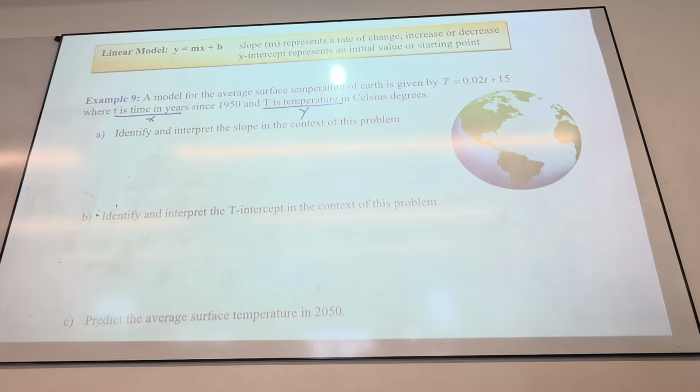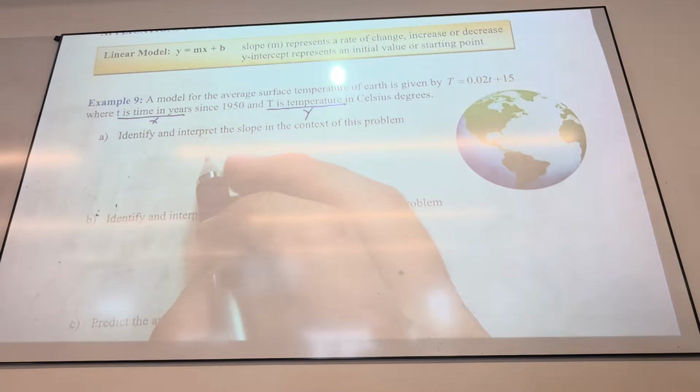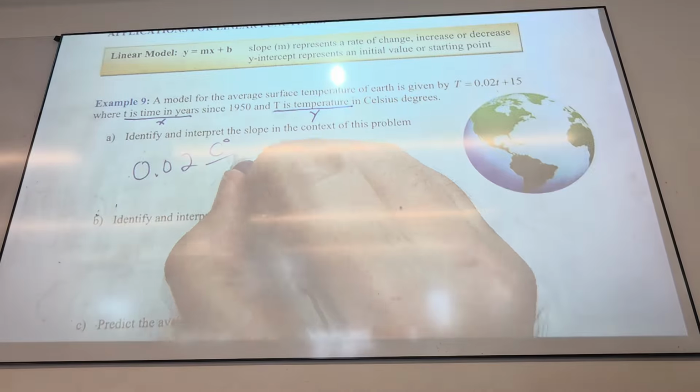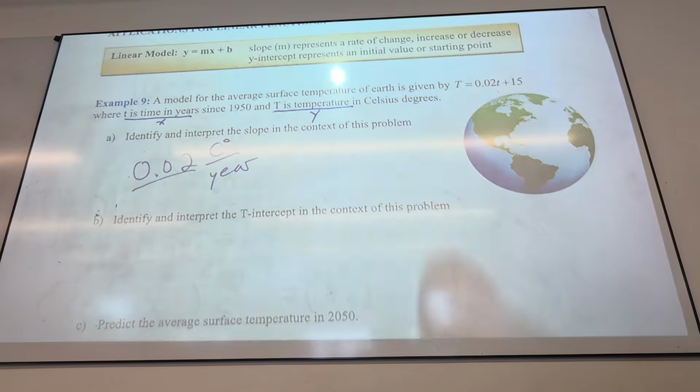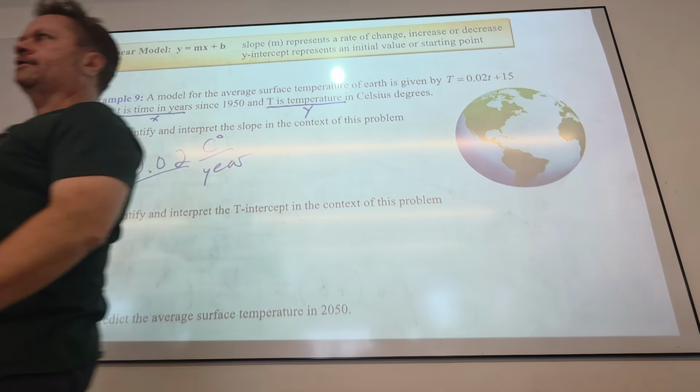Units: Celsius degrees per year. There you go. I need you to see, if I ask you for units on slope, it's easy. You just go, what's acting like Y? What's acting like X? Y on the top, X on the bottom. Done. So the slope as a number is 0.02, but that means Celsius degrees per year. So that's how much the temperature is rising per year. You guys all with me?